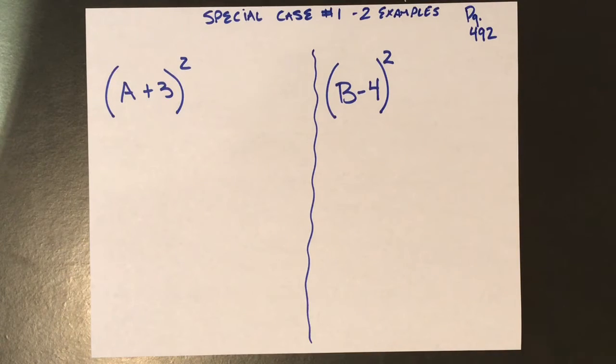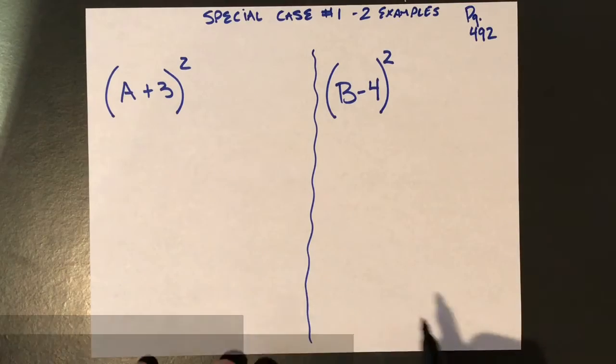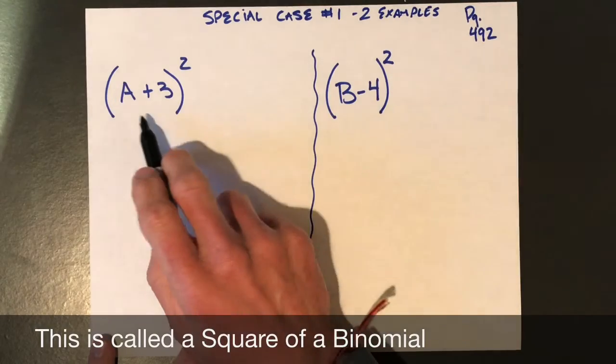Now there's 2 more cases that we should look at. These are special cases in the textbook, depending on what book you're in. In my book, it's page 492. These are called the sum or difference of squares. Now let's take a look at this.